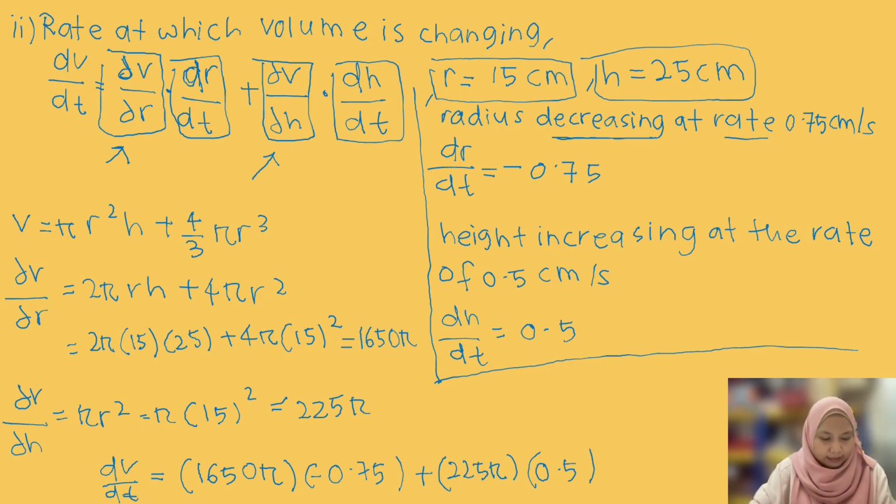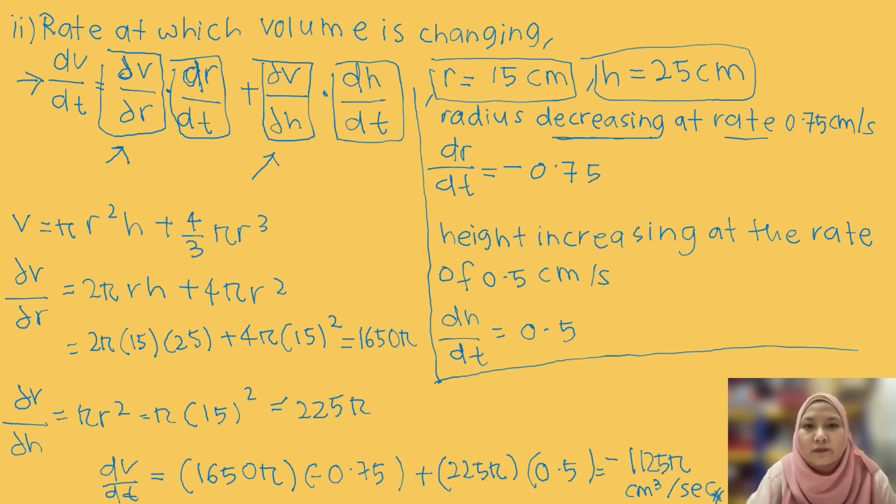Calculating this, we get negative 1125 pi. Don't forget the unit. This is volume, so centimeter cube per second. So this is the final answer. Make sure to write this formula before you start calculating, and be careful when you differentiate. Sometimes you have some variable inside of the bracket, so make sure to expand everything before you differentiate.